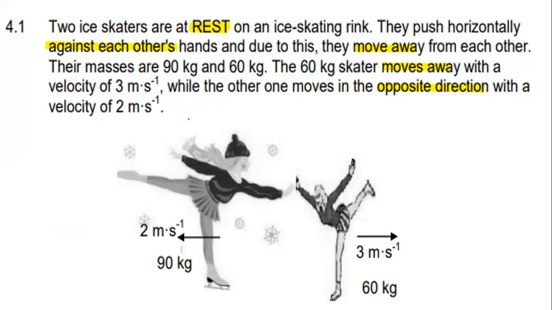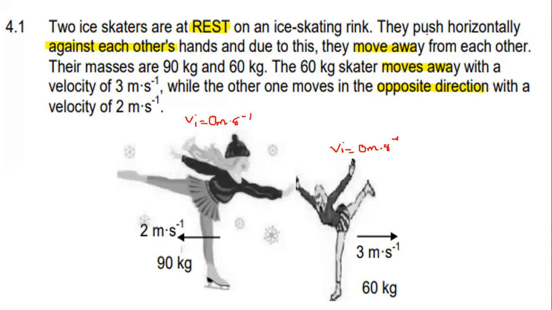We know now if they are at rest, it means that the initial velocity of each is definitely 0 meters per second, right? And also for the 60 kilogram skater, the initial velocity is going to be 0 meters per second, right? So there are your ice skaters, they are at rest, and the initial velocity is 0 meters per second. They push horizontally against each other's hands, and due to this, they move away from each other.